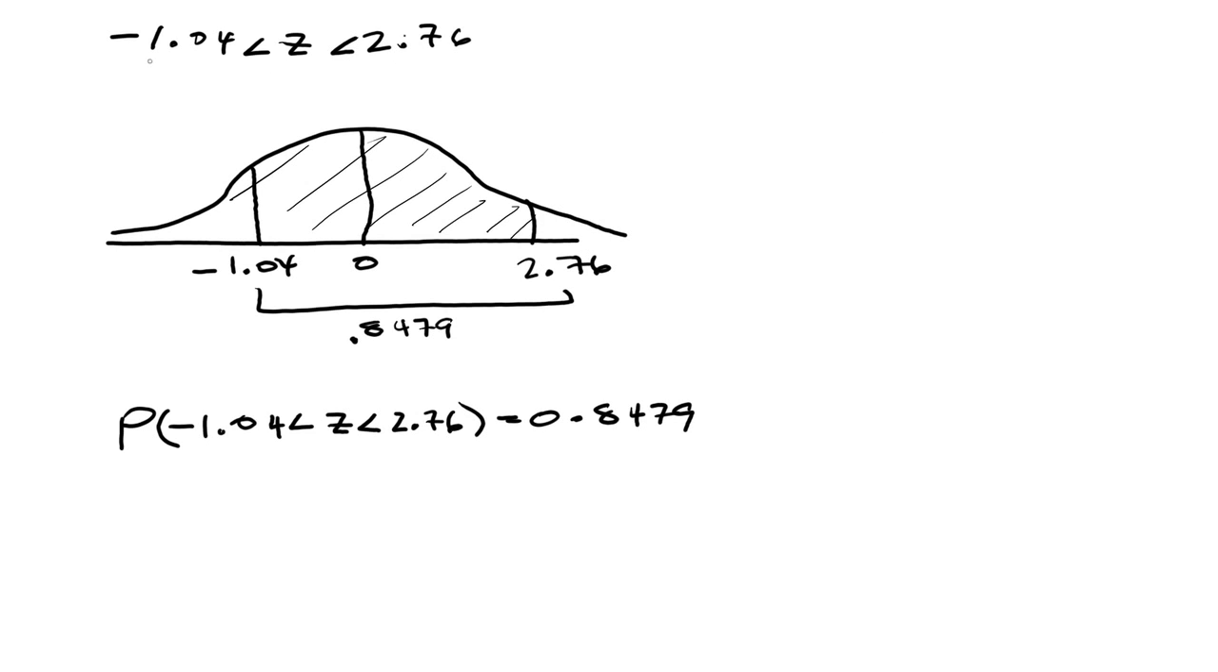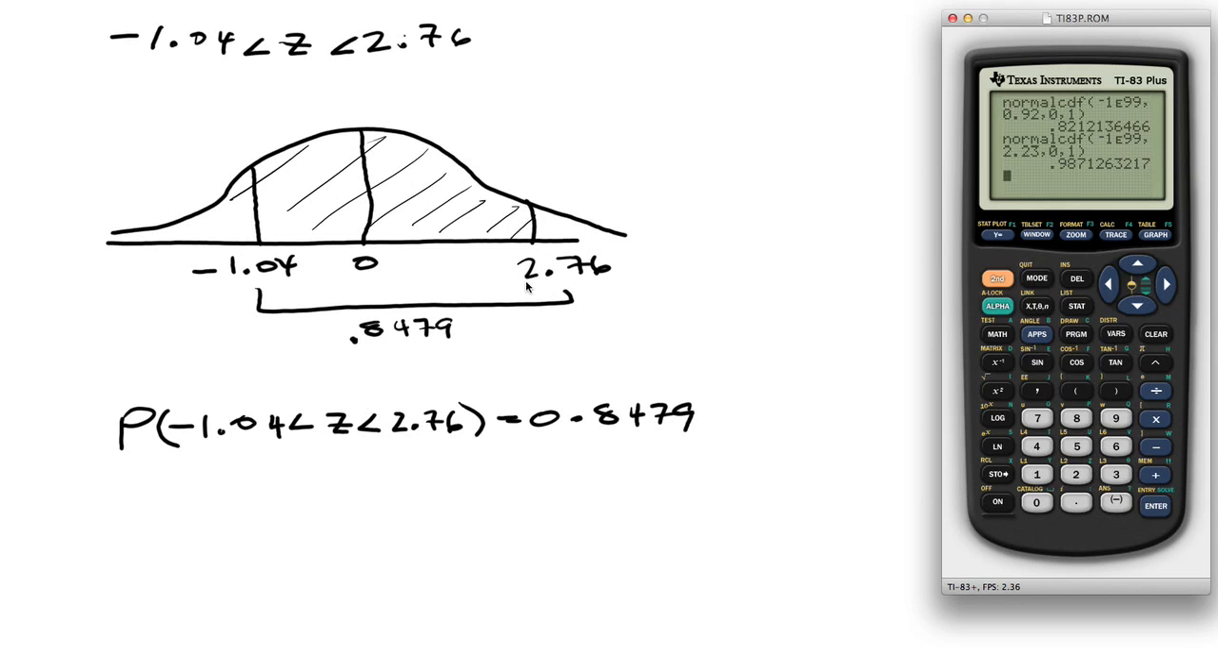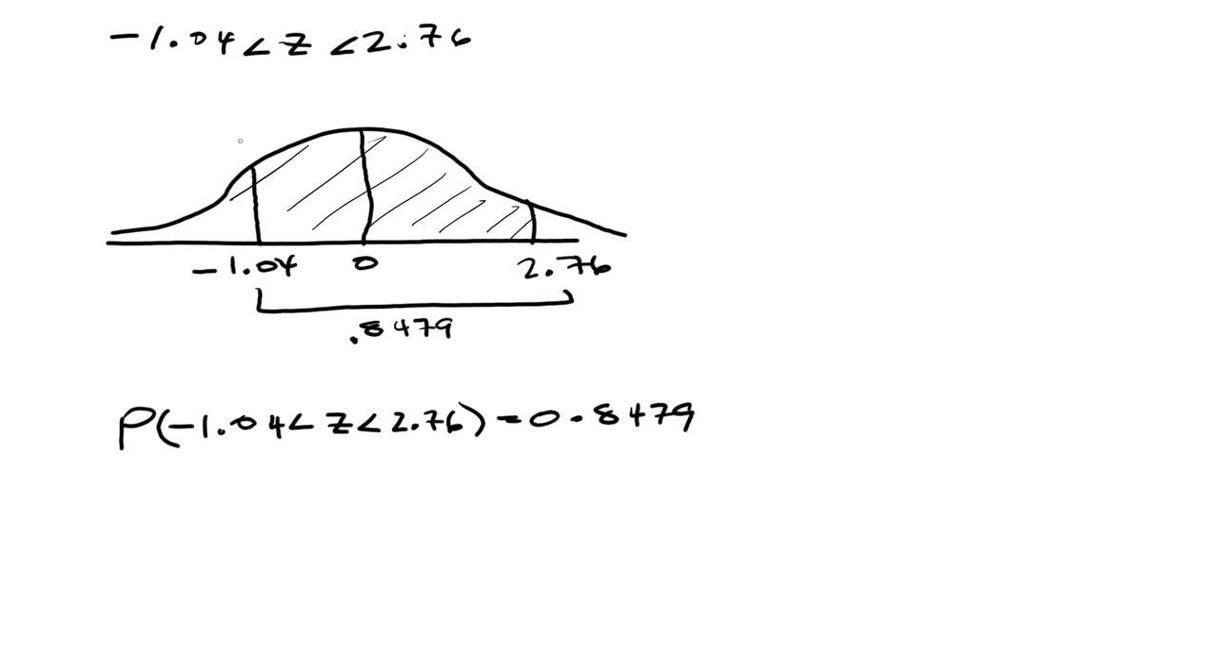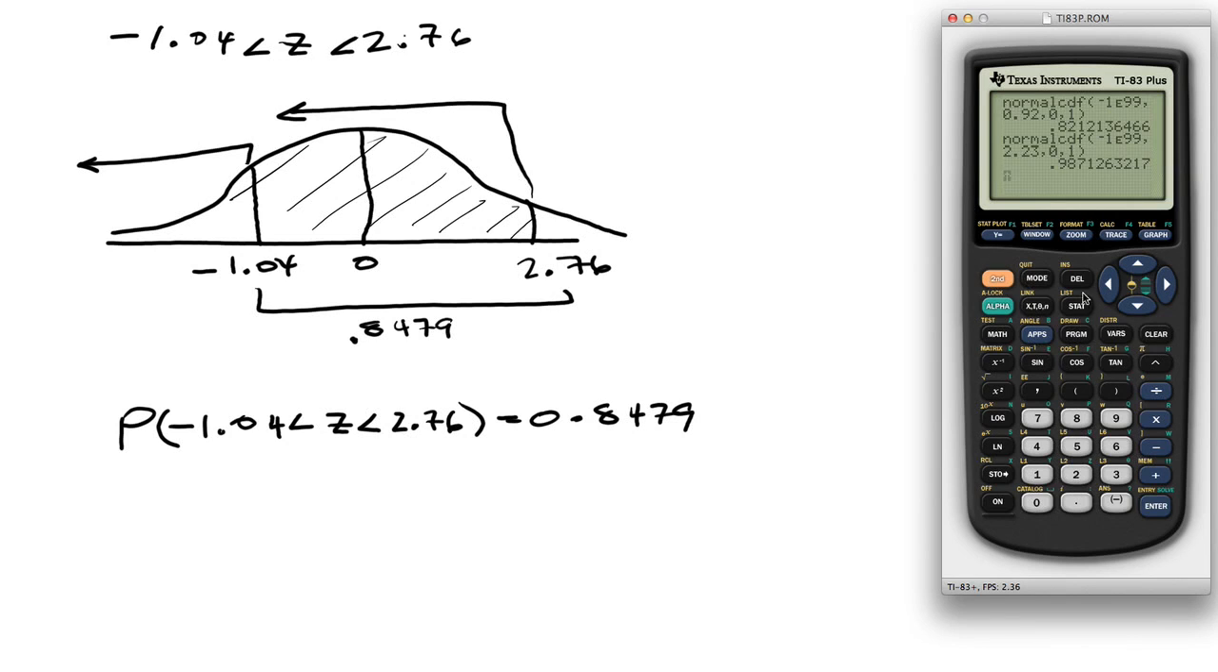I've got z between negative 1.04 and 2.76. This is where all of you who have the TI-80 series calculator have an advantage over those using the table. When we did this problem in class, we had to do two calculations. We had to find the table value for negative 1.04, and the table value for 2.76, and then subtract those two. But because on the calculator, when you pull up your cumulative density function, you're putting in a lower bound and an upper bound, if you're doing a between problem, you can do it all in one step.